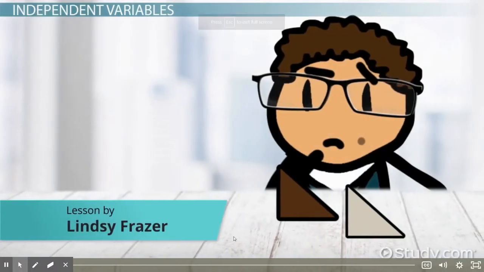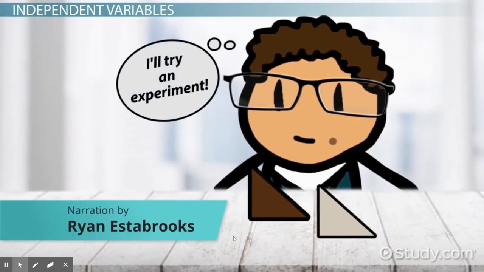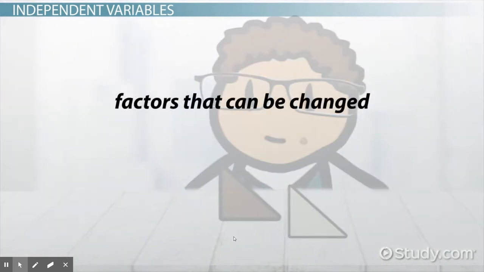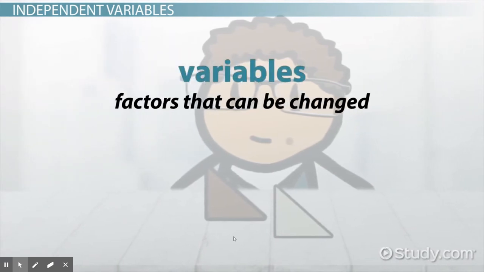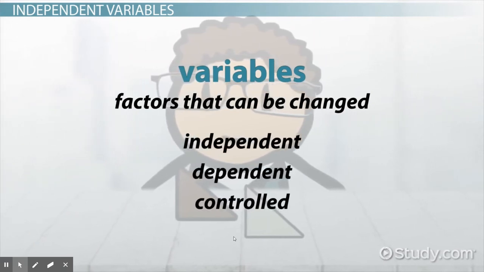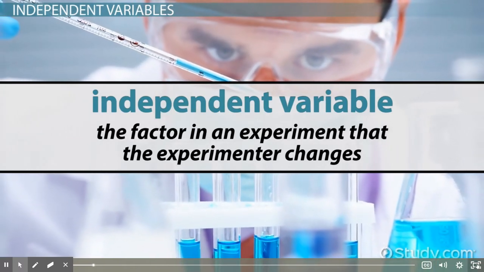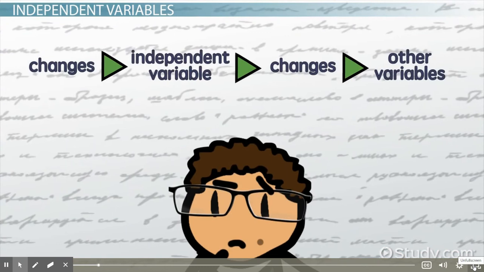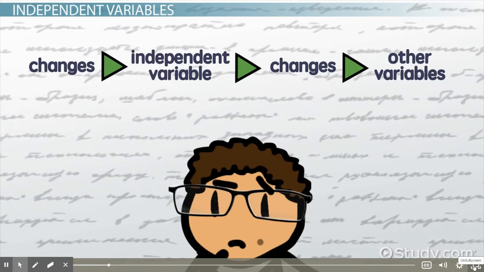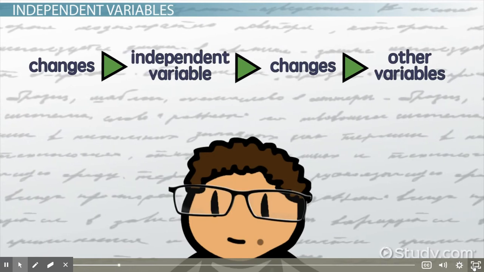Will white chocolate melt faster than dark chocolate? Experiments are used to answer questions like this. Most experiments are set up to see if a change in one factor causes a change in another factor. These factors that can be changed are called variables. There are three main types of variable: independent, dependent, and controlled. The independent variable is the factor in an experiment that the experimenter changes. This variable is not influenced by any other factors in the experiment, but it causes change in other variables. In other words, the independent variable is the cause of change in an experiment.